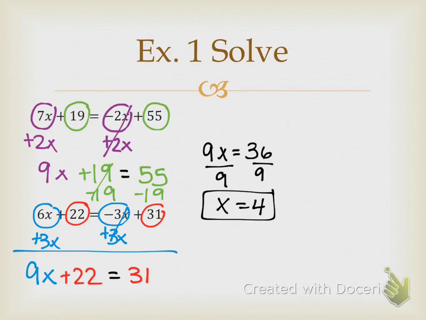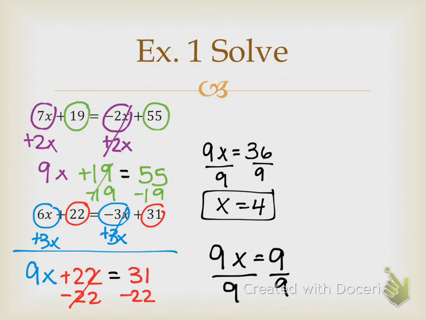Now my other like terms are what, Blaine? 22 and 31. And how do I get those to combine? Subtract 22. Very good. Subtract 22 on both sides. So now I'm left with 9x is equal to what? 9. Very good. So then I divide both sides by 9 and get x is equal to 1. Okay?